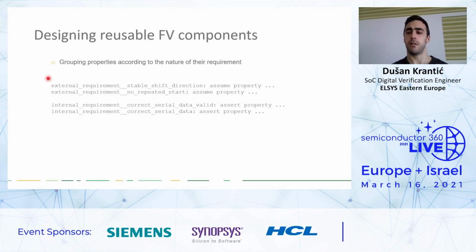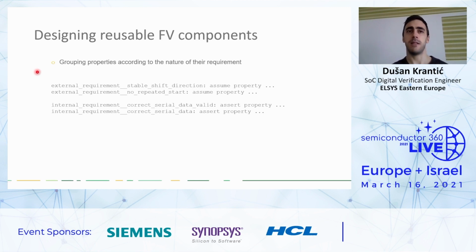But when we reuse this checker on some higher level, we expect that this logic will be there. So we don't want to assume anything. We actually want to check it. And so we don't want to use assumptions. We want to use assertions. In other words, when we reuse this same checker, these assumptions will have to be converted to assertions. And if we have some kind of a naming convention for those properties, such as providing this prefix external requirement, then we can use a simple regular expression or wildcard matching to convert all of them at once into assertions.